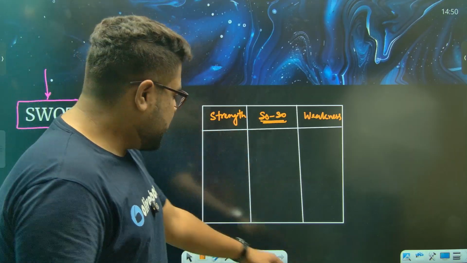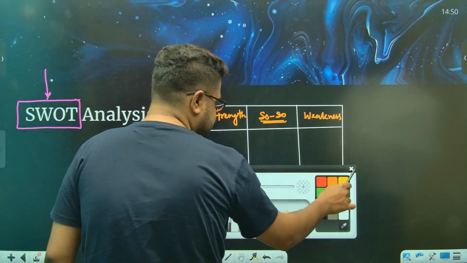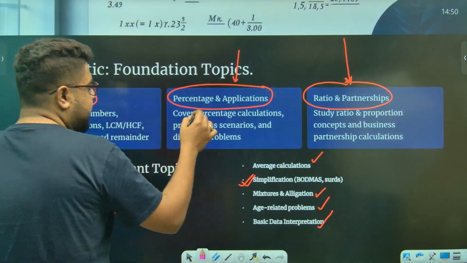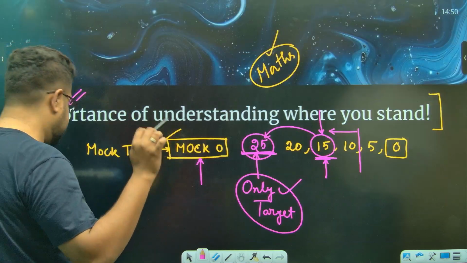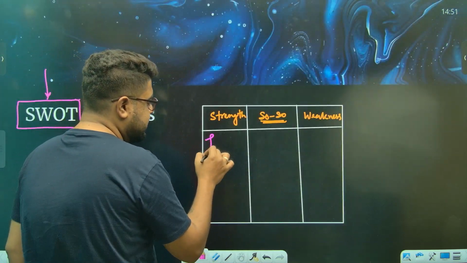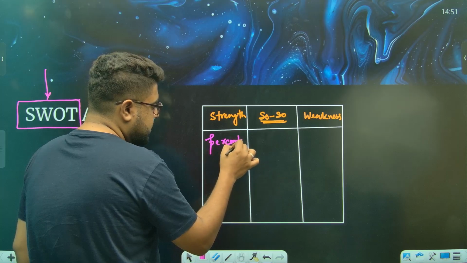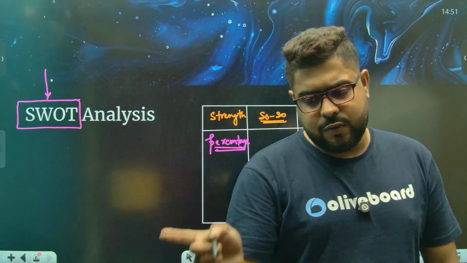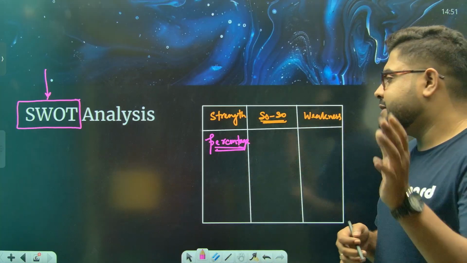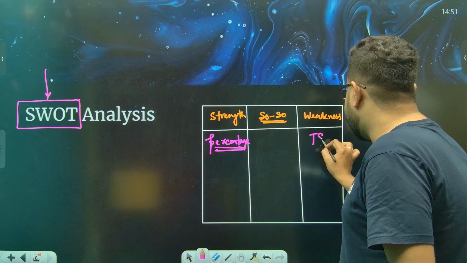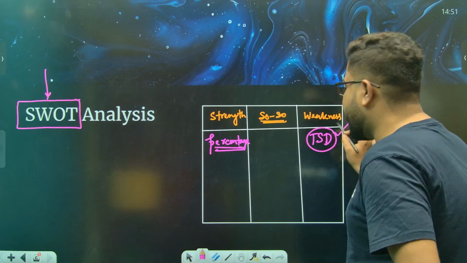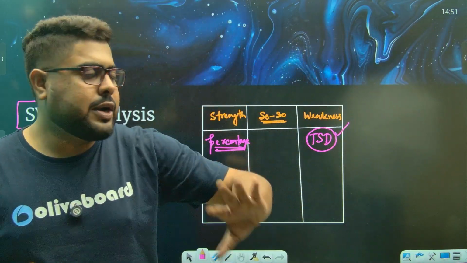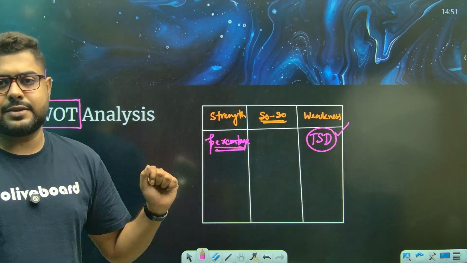So let's say you have taken up a chapter, say percentage. And you are very confident about percentage. So that is your strength. Meaning, sir, if I ask you a question from percentage, you are confident you will be able to answer, and answer within the time limit. But if I ask you a question from time, speed, and distance, this is not your strength. You are not that comfortable dealing with time, speed, distance questions.